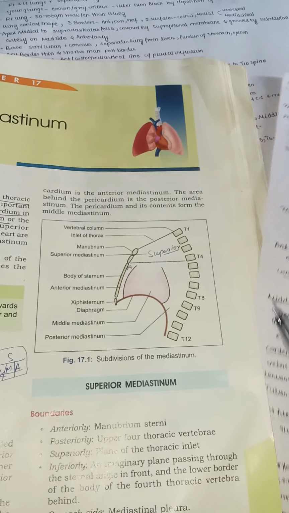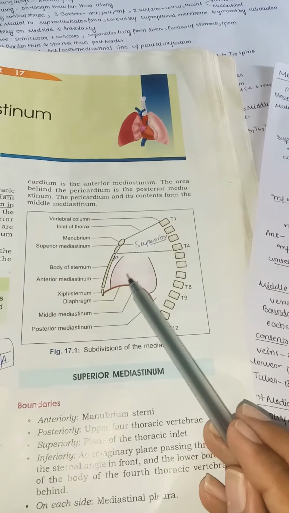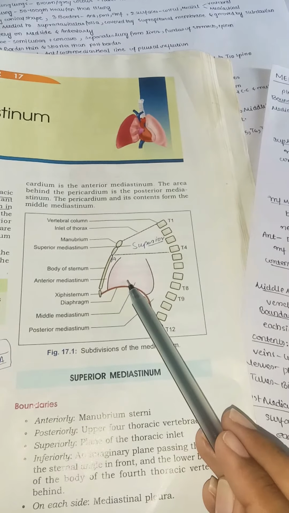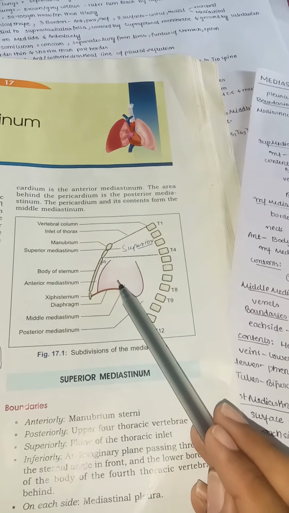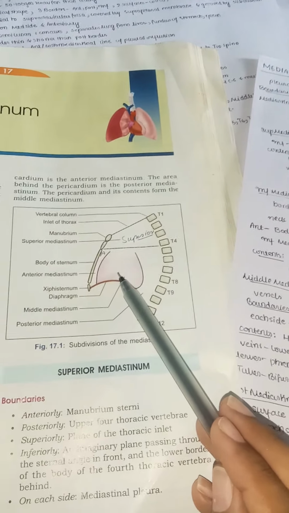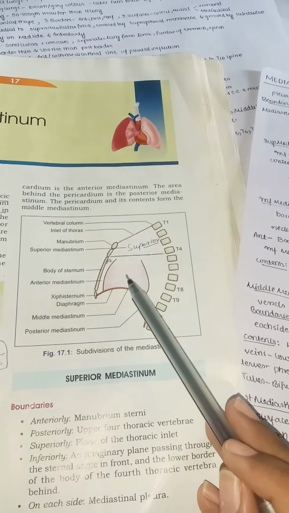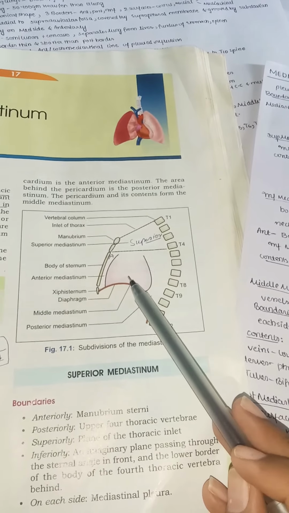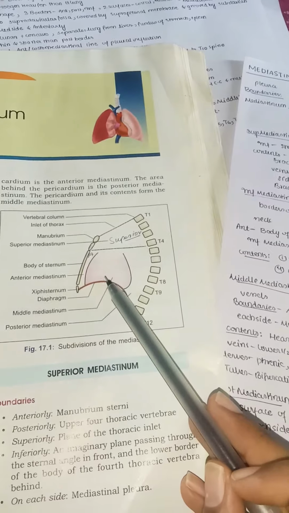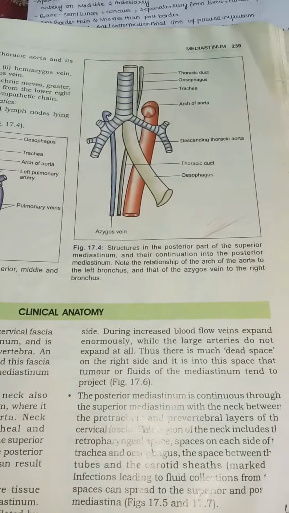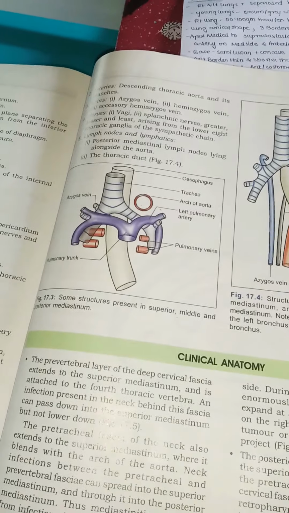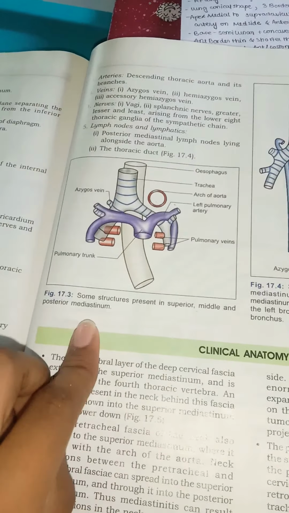Now we'll check out the main contents of the middle mediastinum. Of course, the heart is enclosed in the pericardium, and there are different arteries like the ascending aorta, pulmonary trunk, and two pulmonary arteries, and also veins like the lower half of the superior vena cava, the terminal part of the azygos vein, and the right and left pulmonary veins.